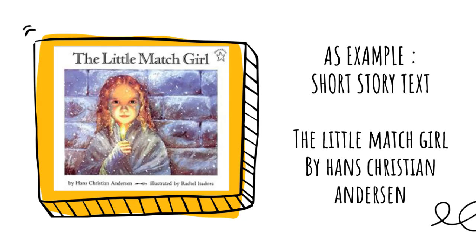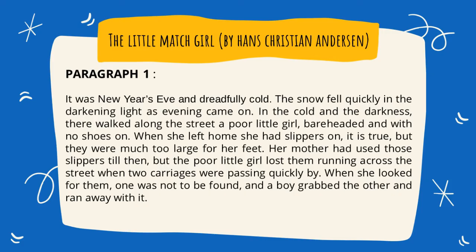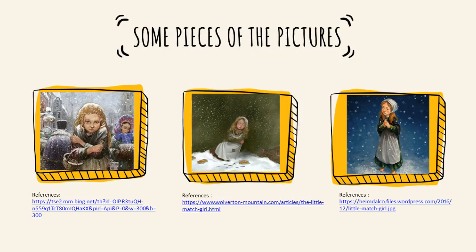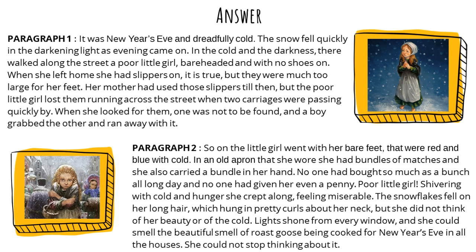As an example, the story text is The Little Match Girl by Hans Christian Andersen. This is the first paragraph and the second paragraph of the short story text. So you must have some pieces of pictures related to the content. So, after the students read all of the paragraphs, they can directly match the pictures to the paragraph.